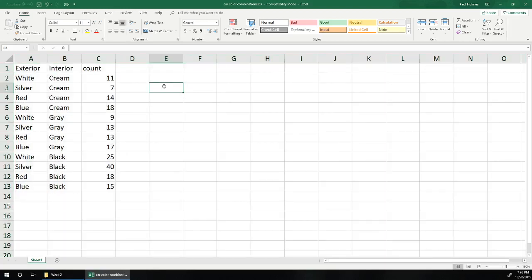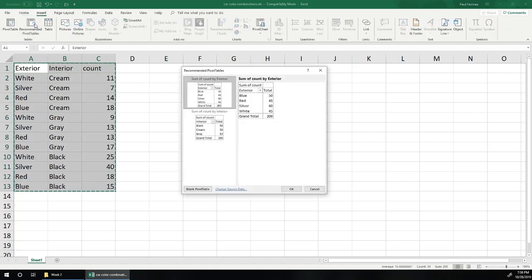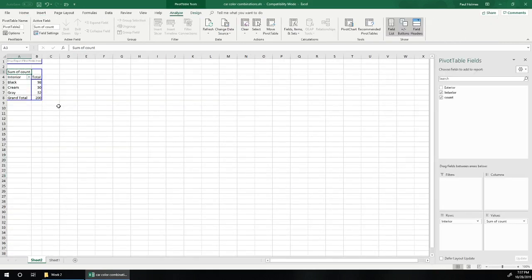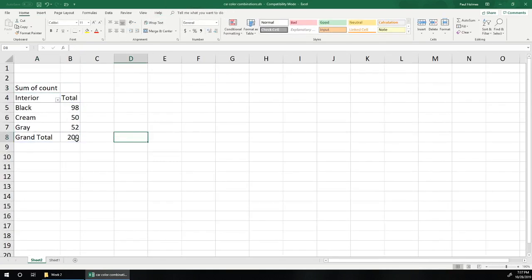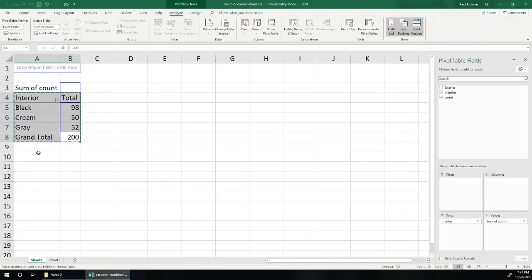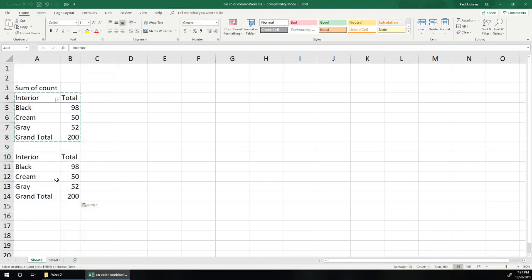Next we're going to look at the car interior colours and see if they're all equally likely to be chosen. Let's highlight our data, create a pivot table, insert recommended pivot tables, sum of count by interior. Zoom in some and copy and paste values here so that we can work with this data. So we've got our totals: 98 black interior cars, 50 cream interior cars, 52 grey interior cars.